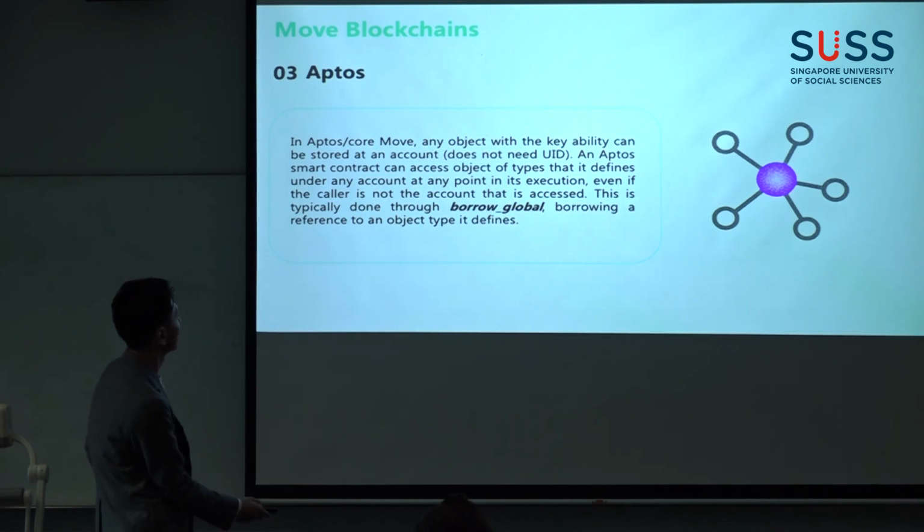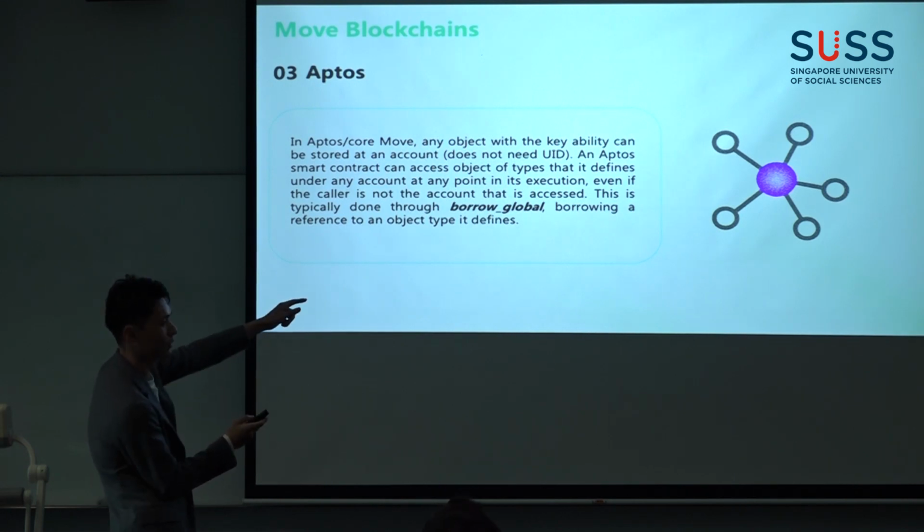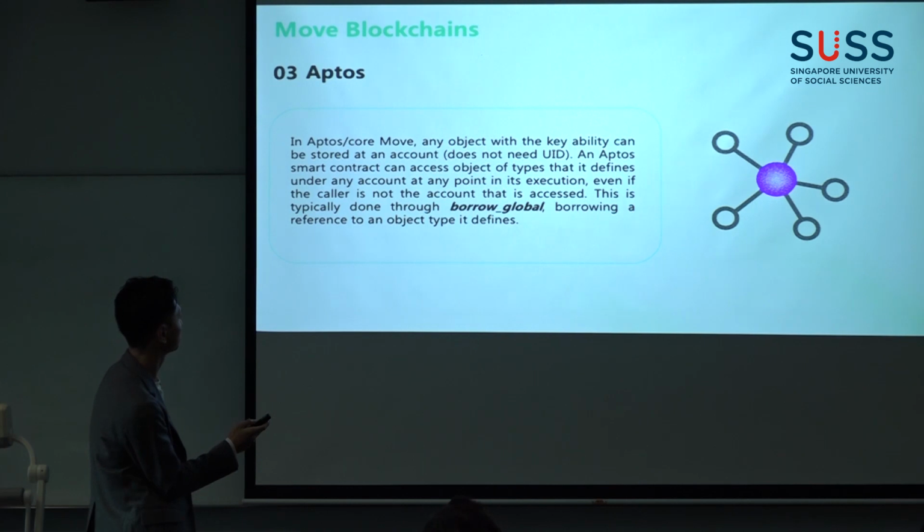So an Aptos smart contract can access the object that it defines in the module, and it can use this borrow global operator to borrow the resource.